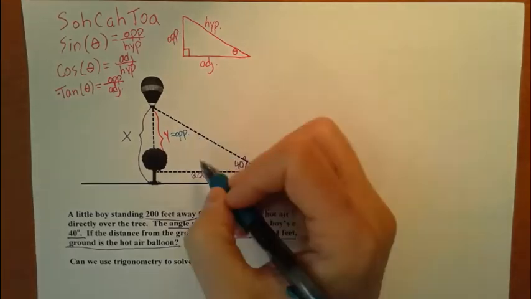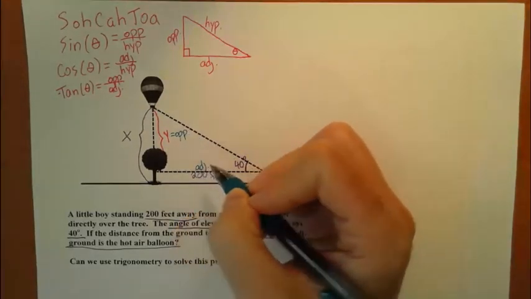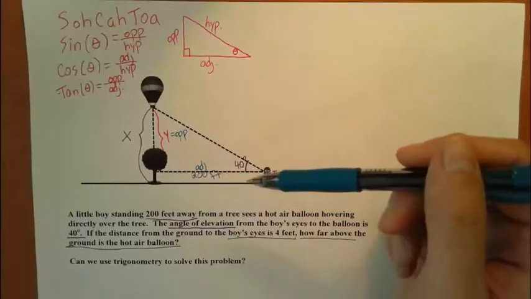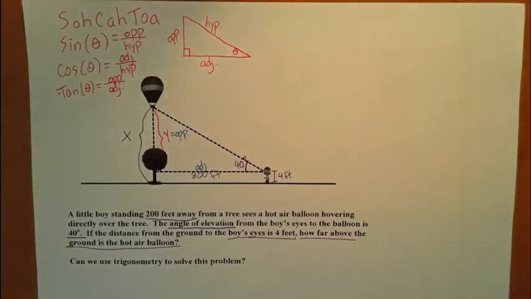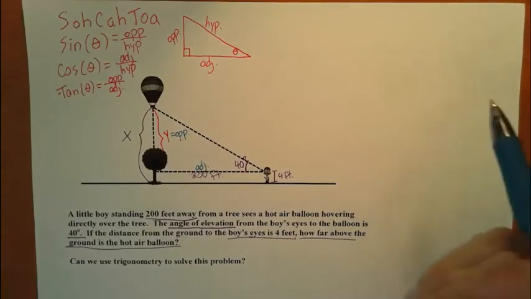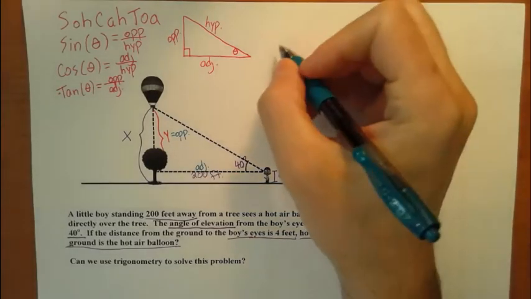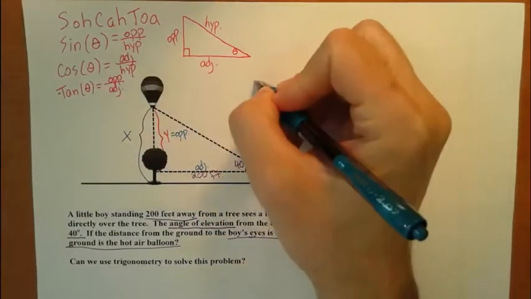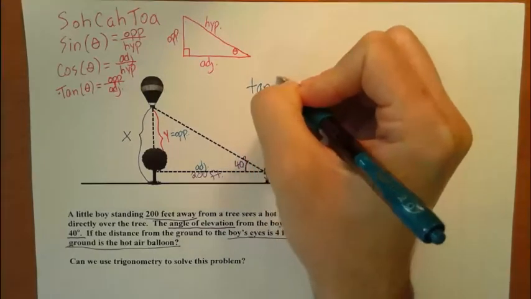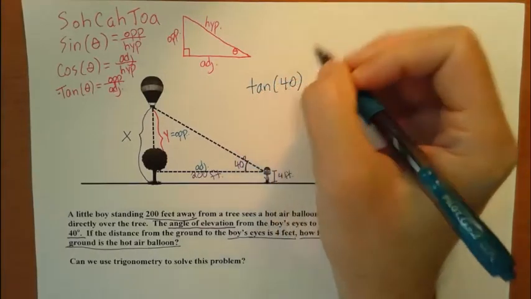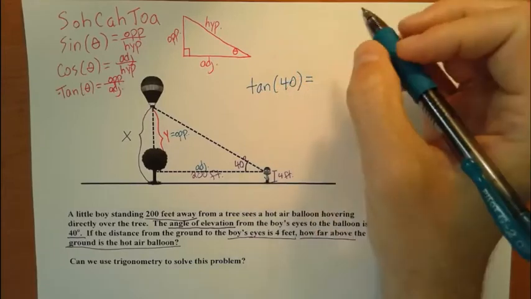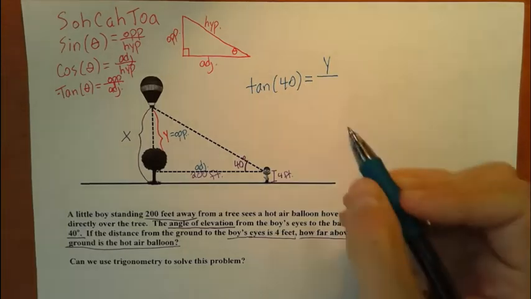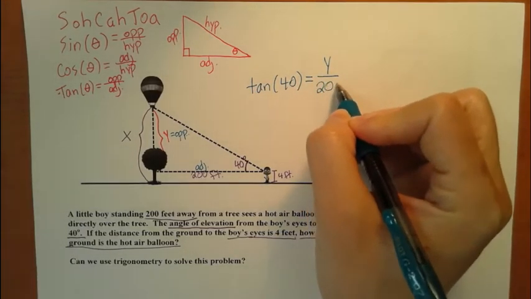And the 200 feet right here is the adjacent side. So the two things we know are the opposite and adjacent sides. We don't know anything about the hypotenuse, the longest side of the triangle, so we're just going to ignore the hypotenuse for this particular problem. Let's start setting up what we have. Because we're doing opposite and adjacent, we're going to use tangent. So I'm going to set it up as the tangent of 40 degrees is equal to opposite, which is y, over adjacent, which is 200.